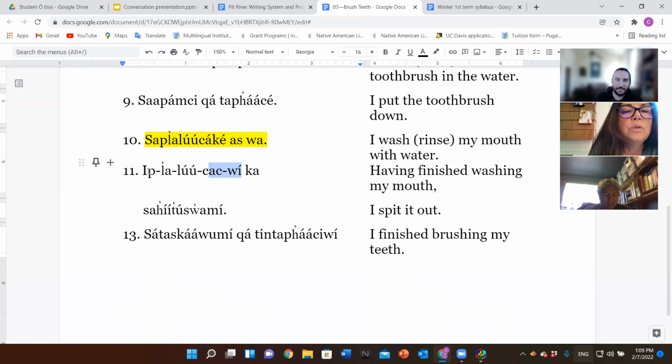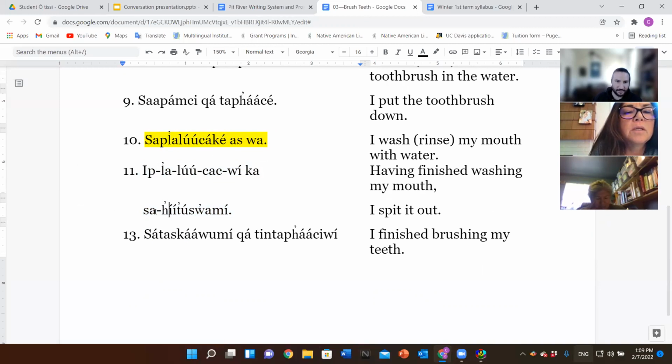Ip lalu jatswiga, right? Sap lalu is like cleaning the mouth. Ip lalu jatswi, and then ga. That's kind of hard to explain. Well, that's like saying that the next one is the person who did it. Sahitu swami. So having finished washing my mouth, I spit it out.